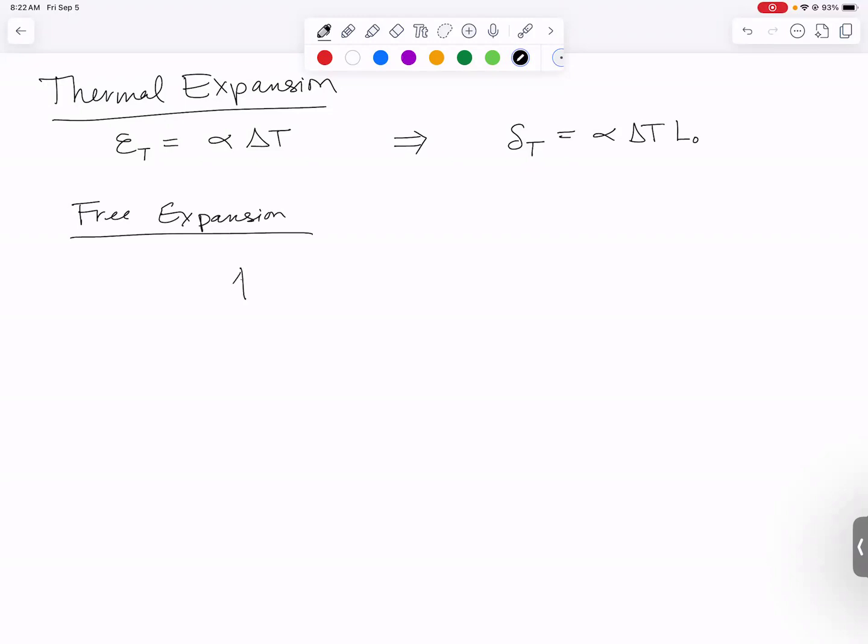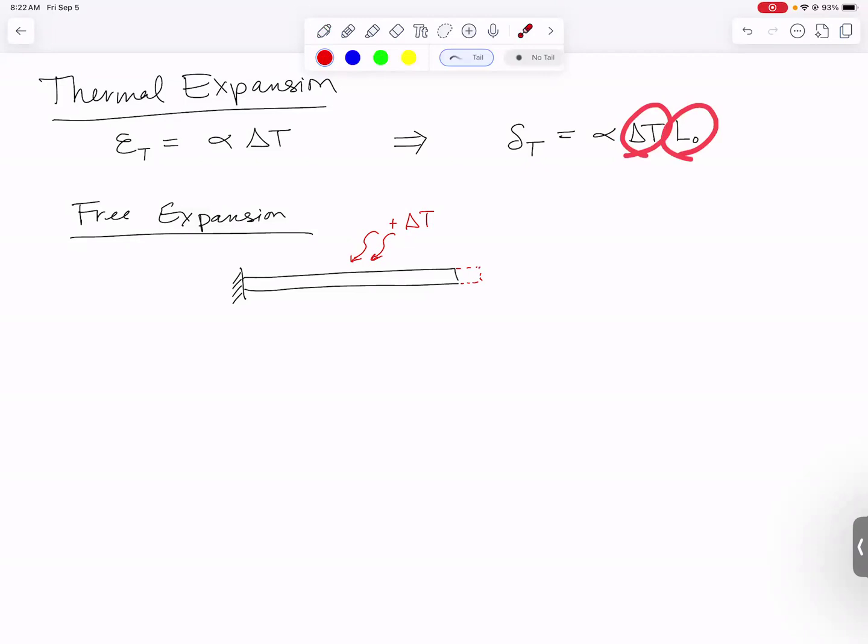If we have free expansion, the picture looks like this. I could have a bar that is fixed or pinned on one end, free on the other end, and it experiences a temperature change. We'll say it's an increase in temperature. The bar will want to get longer, and the amount of length change will depend on how big the temperature change is, how long it is, and how big the coefficient of thermal expansion is for the material. This right here we would call our thermal deflection. It's the length change. Quick and easy to calculate for free expansion.